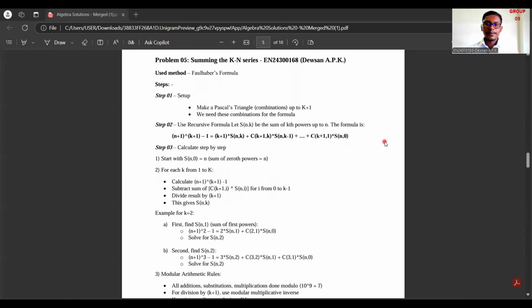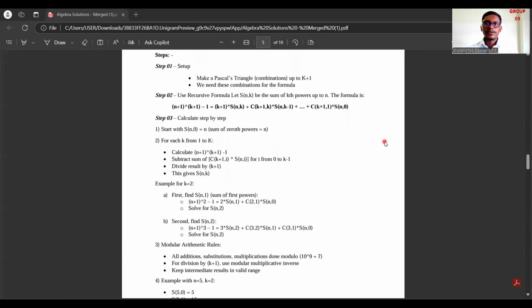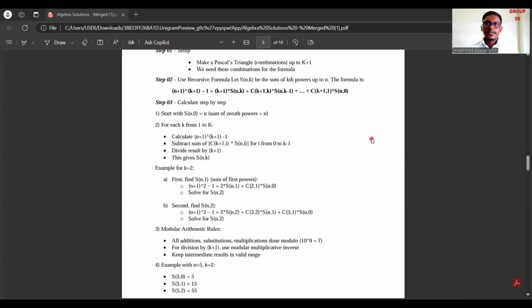Today I am going to solve problem number 5, sum in the Kane series, and I am going to use the Faulhaber method to solve this question. As step 1, we need to create a Pascal triangle up to k plus 1. This gives the combinations needed for the formula. Step 2, we need to use this formula to understand the problem. Then step 3, step-by-step calculation.